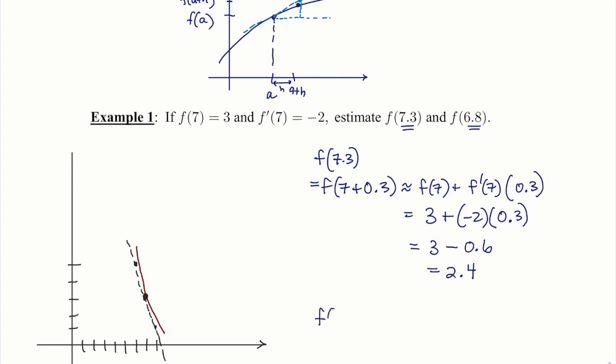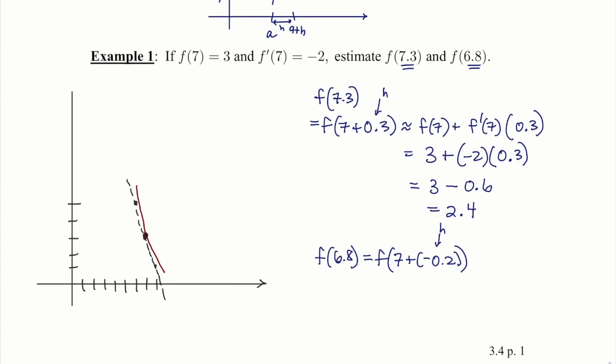Similarly, f of 6.8, we could say, well, 6.8 is close to 7. It is 7 plus negative 0.2. So this time our h value is negative 0.2. And last time I should have mentioned that h value was 0.3. I probably mentioned it, but didn't write it. So the formula would say this is going to be approximately the same as the function value at 7, which we already had was 3, plus the derivative at 7, this time times negative 0.2, because we're stepping back in the x direction.